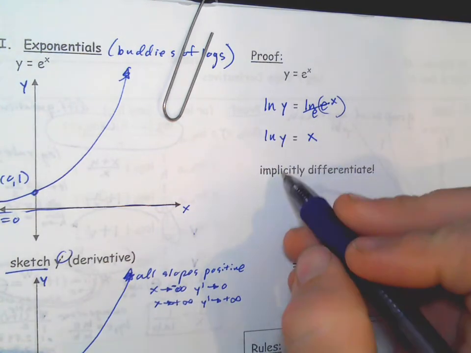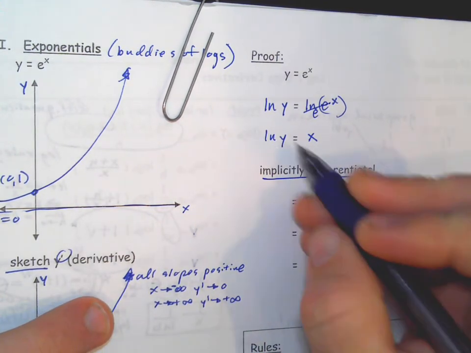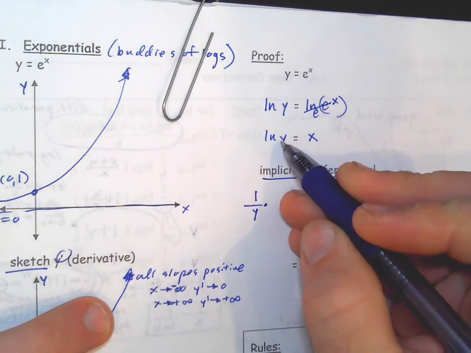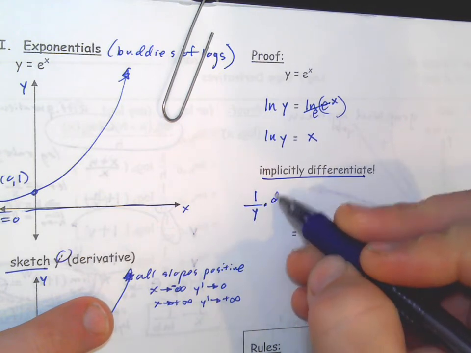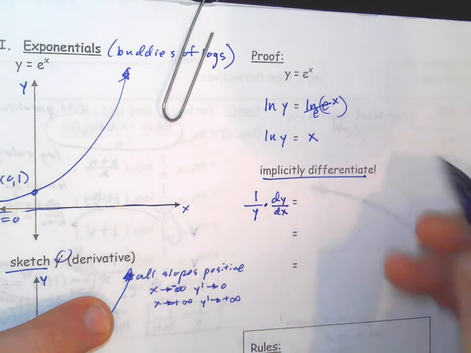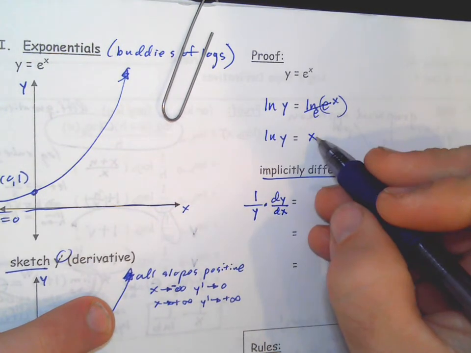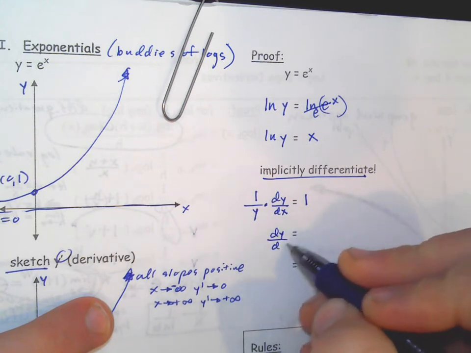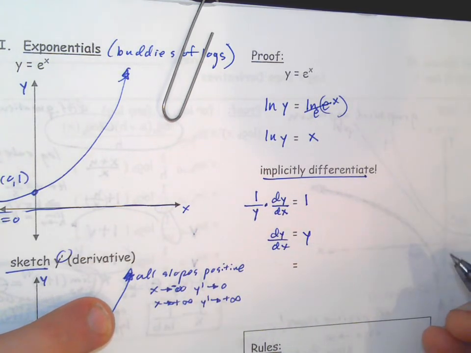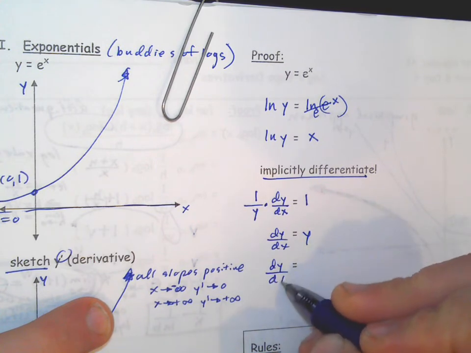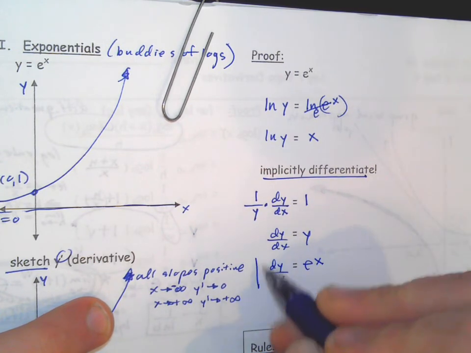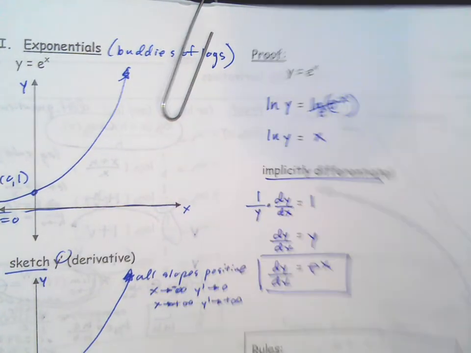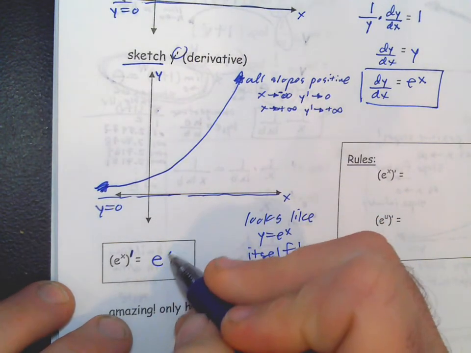Then I'm going to take the derivative of this implicitly. The derivative of natural log of y is 1 over y. That's the rule that we proved, right? The derivative of natural log is 1 over what's inside. But then you have to multiply by the derivative of what's inside, dy dx, because we want the derivative with respect to x. The derivative of x on the other side is just 1, right? If you solve now for dy dx, we get dy dx equals y, which is e to the x. So we've just proven that the derivative of e to the x is e to the x.